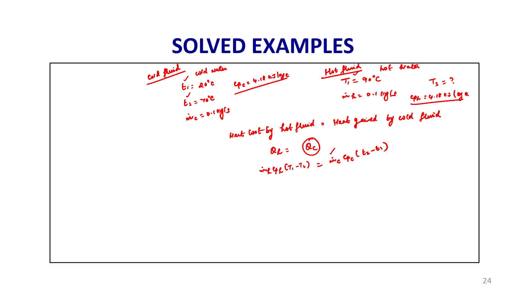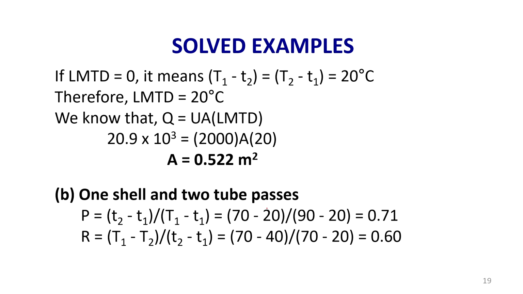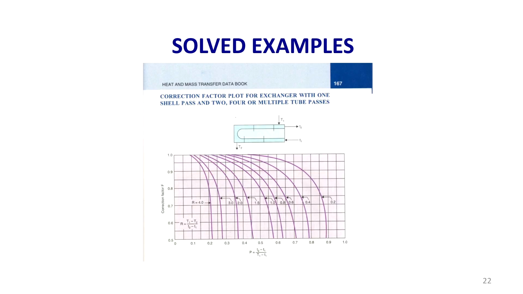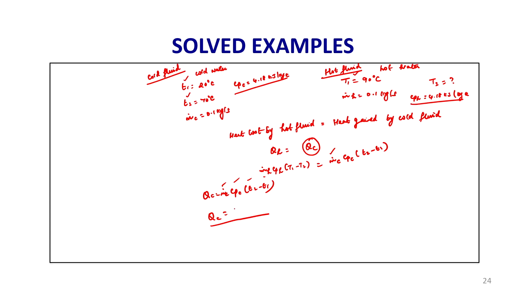Now, I will find QC. QC is equal to m dot C Cpc into t2 minus t1, because all the values are known. So, the first step is to find QC. QC is 20.9 kilowatt. So, this is the amount of heat gained by the cold fluid from the hot fluid. So, heat lost is equal to heat gained. So, now I will substitute this one.